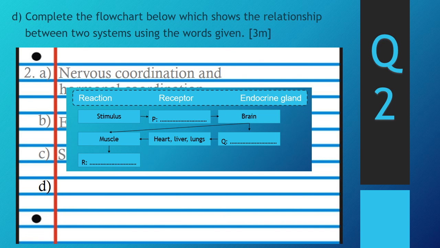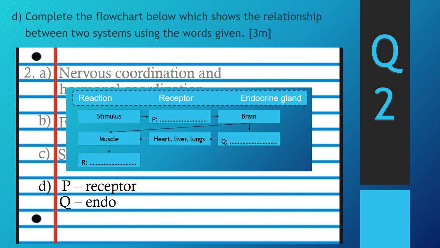Now let's start with the first system, the nervous system. Stimulus stimulates the receptor P, where nerve impulses will be produced and transferred to the brain and then to the muscles or effectors. Then we focus on the second system, which is the endocrine system.